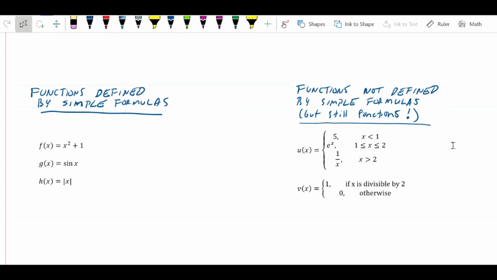Up here on the left, some functions that are defined by simple algebraic formulas. For example, f of x equals x squared plus 1, g of x equals sine x, h of x equals the absolute value of x. But it's not necessarily the case that every function has such simple rules.